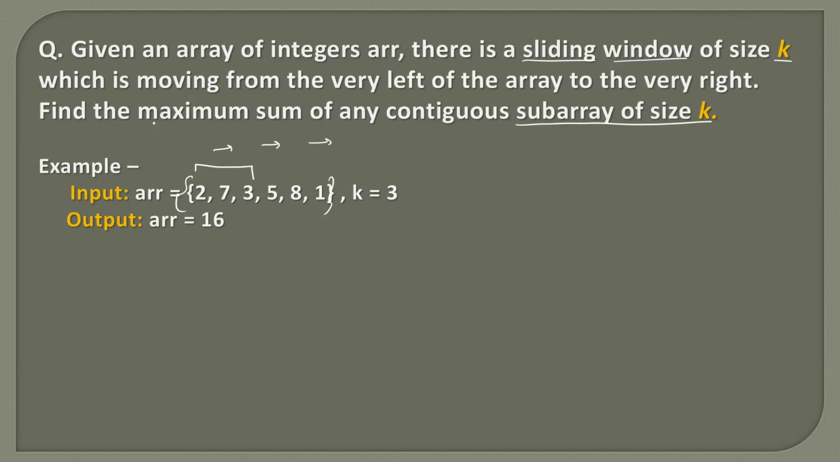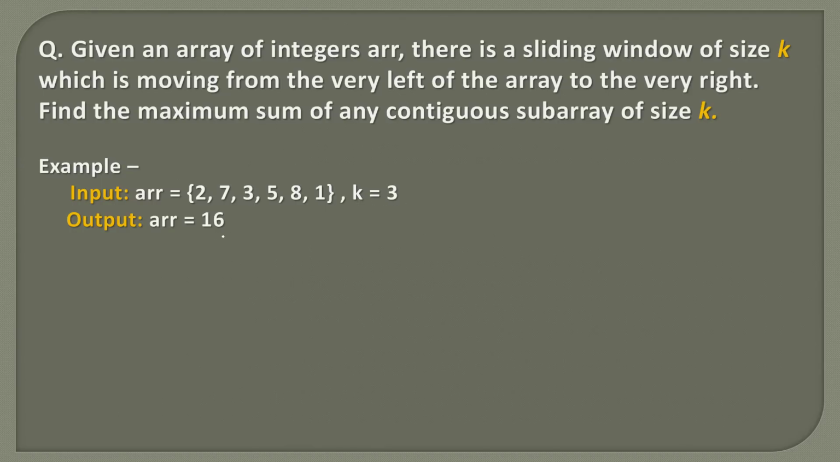Now our task is to find the maximum sum of any contiguous subarray of size k. Contiguous means that the elements should be next to each other, and we need to take a subarray of size k only. We need to evaluate their sum, and whichever subarray has the maximum sum, we need to return that sum. So let's say we are given this input array and the sliding window is of size k, which is 3. Then our output would be 16.